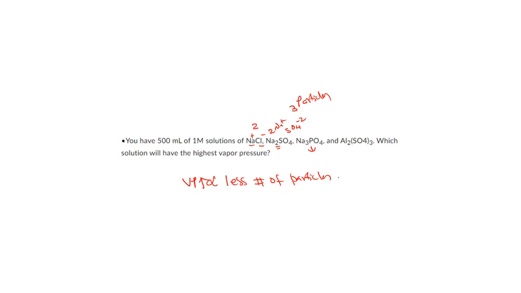And in this case, we have 3 sodium ions and 1 PO4 ion, so that means a total of 4 particles. And in this case, 2 plus 3 is 5 particles. So less number of particles will have high vapor pressure. So they are asking for high. The least number of particles is 2 here, that is NaCl.